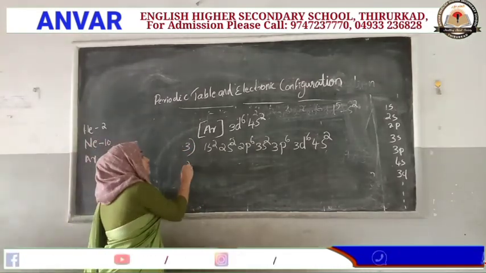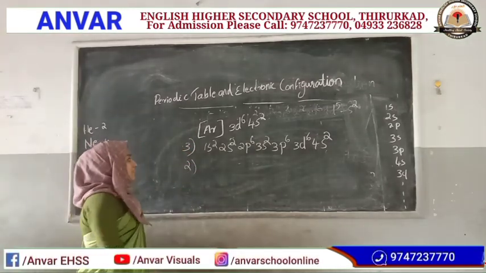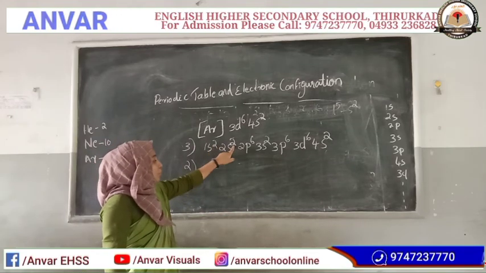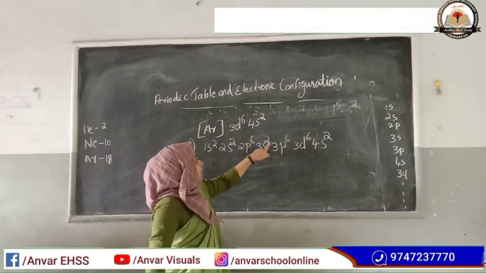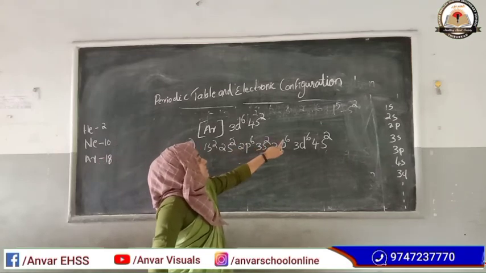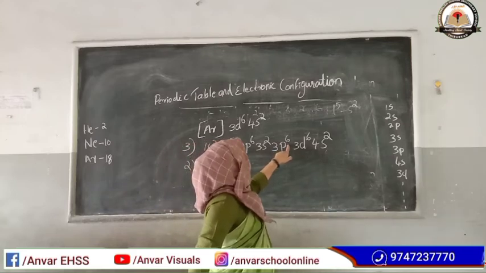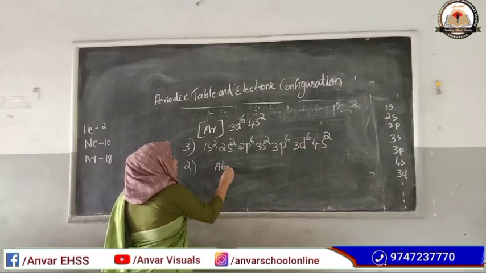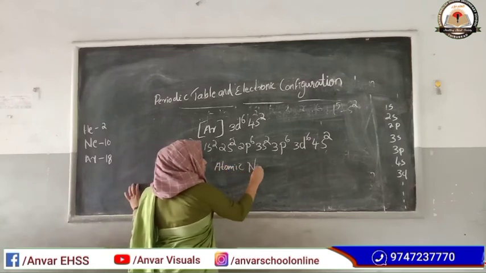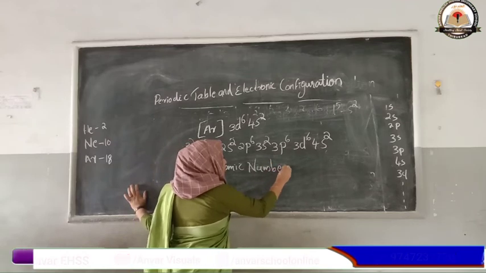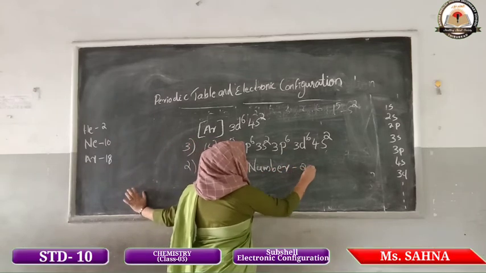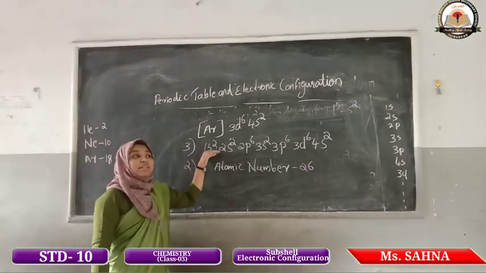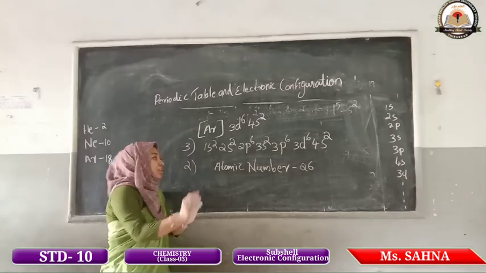Then we answer the second question. How many electrons are present in this element? 2 plus 2, 4, 10, 10 plus 2, 12, 12 plus 6, 18, 18 plus 2, 20, 26. The atomic number is 26, because 26 electrons are present in this element, so the atomic number equals 26.